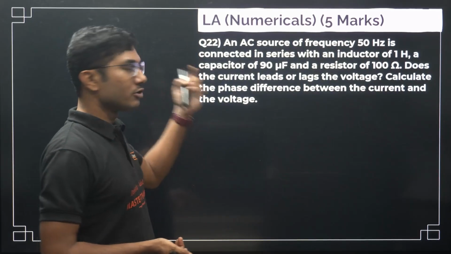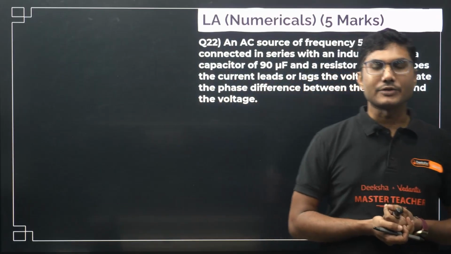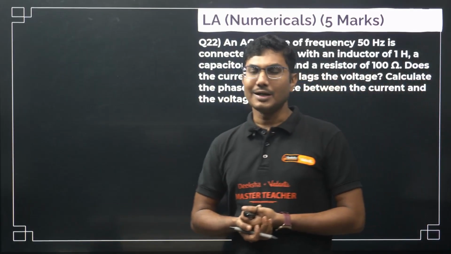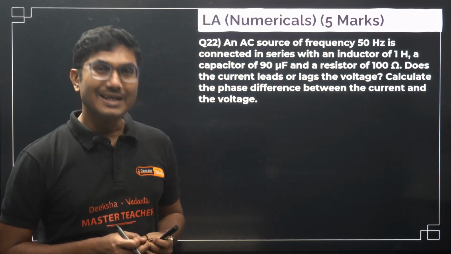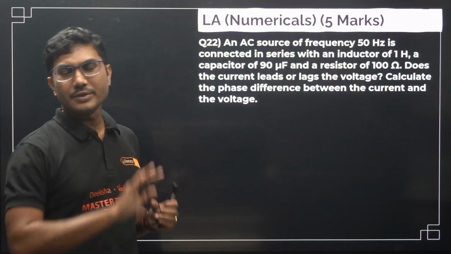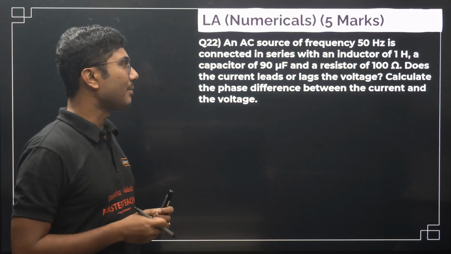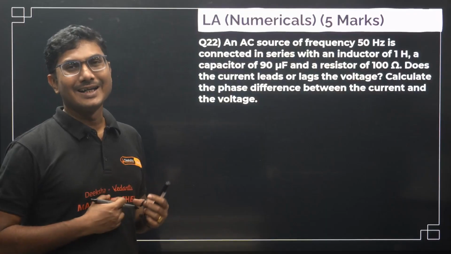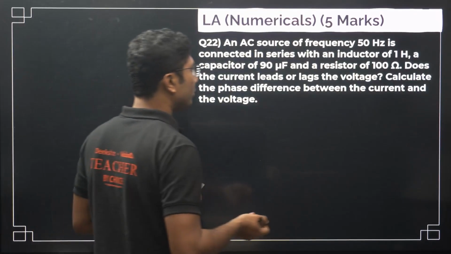So this is also a type of question. We know that in case of inductive circuit, the current lags behind. In case of capacitive circuit, the current leads. In case of pure resistive, both are the same. So resistance does not play any role. Only role that plays is by the inductance and the capacitance. So we have to calculate both reactances.